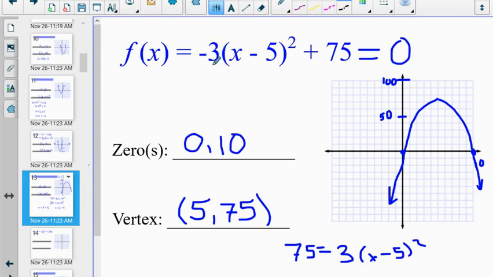Well, how about this? We see this flipped upside down because of the negative, and then 3 is stretching it out. Now, it doesn't look very stretched out. Look, my scale, I'm going by tens on the vertical axis and only ones on the horizontal. So if I was going by ones on both axes, 75 would be way up off the top of my screen. Or if I went by tens on both axes, well, then 10 would be right here, and it would be almost straight up and down. It would be really stretched out vertically.